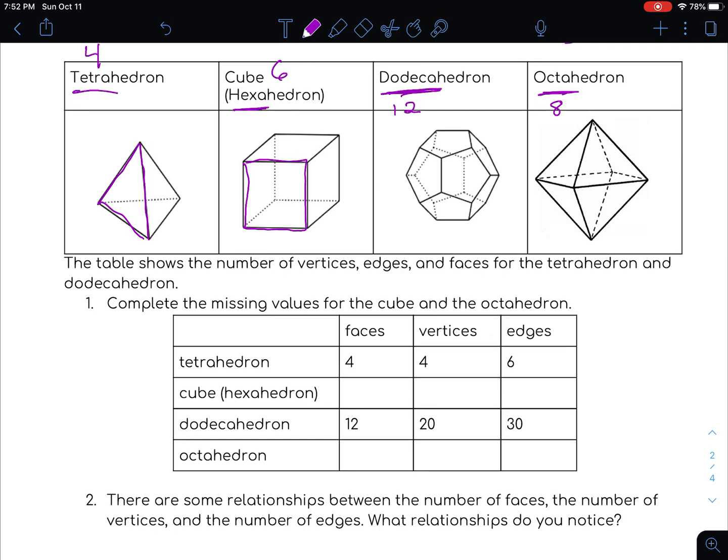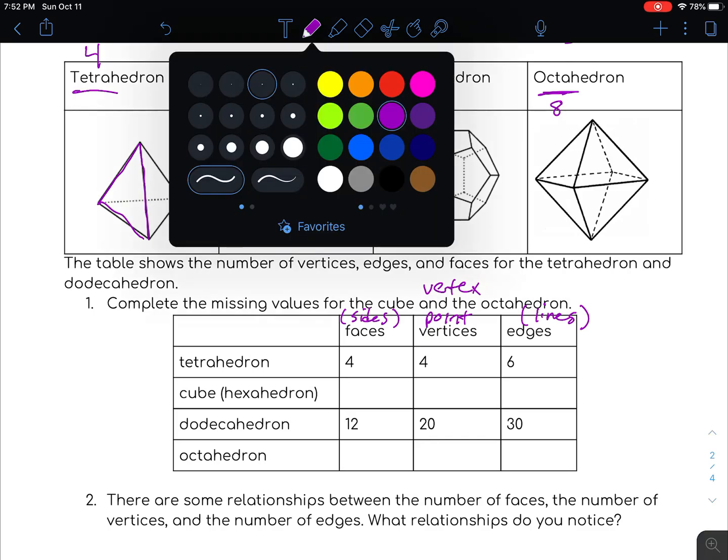All right. So here we have some characteristics. Faces or sides. When I say sides, sometimes that's what I mean. So it's the faces. Vertices would be a point. When we say the word vertex or vertices, by the way, vertex is the singular for vertices being plural. And then edges are essentially the lines on our different polyhedrons.